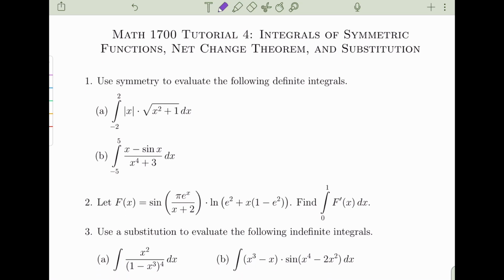So now let's take a look at question 1. Use symmetry to evaluate the following definite integrals. So start with this, question 1a.